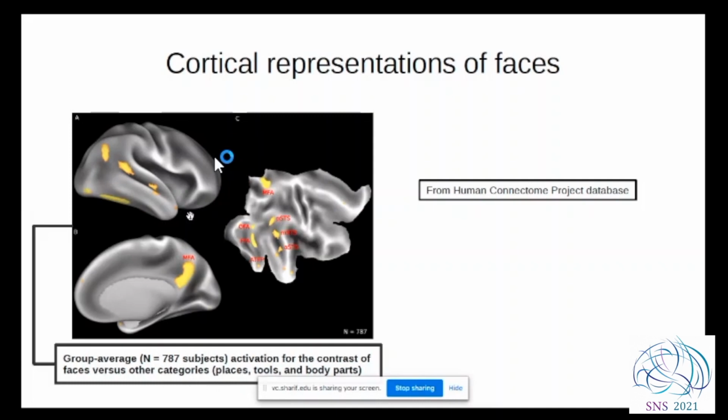And then we had a set of areas that were face selective. They showed more response to faces compared to other object categories, including places, tools, and body parts. And these are pretty much classic regions of face processing, including OFA, FFA, anterior temporal face patch, 3 regions along superior temporal sulcus. And interestingly, we found a relatively new area in posterior cingulate cortex again, which was face selective.